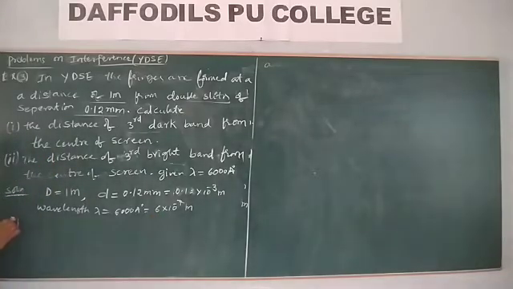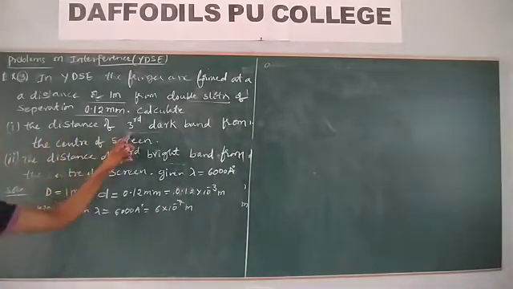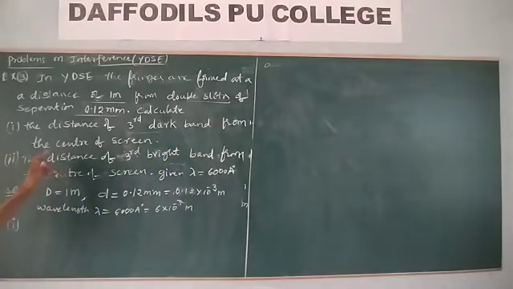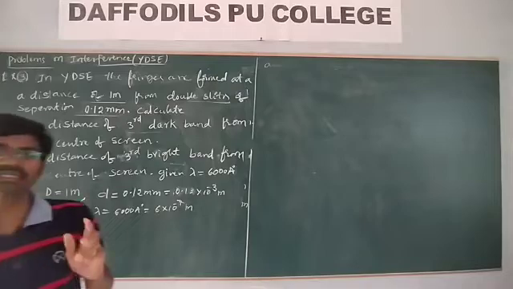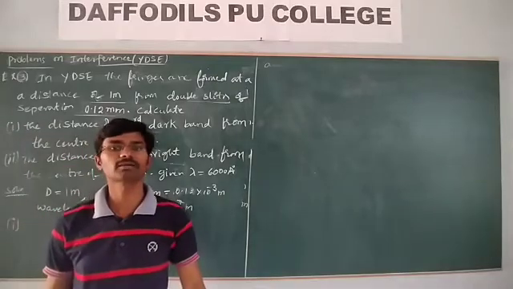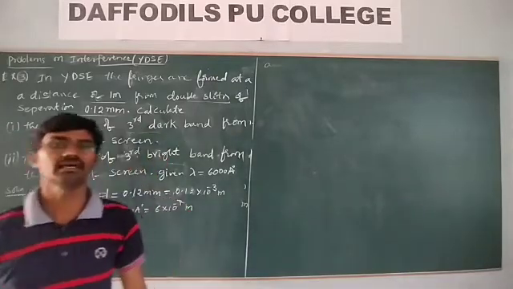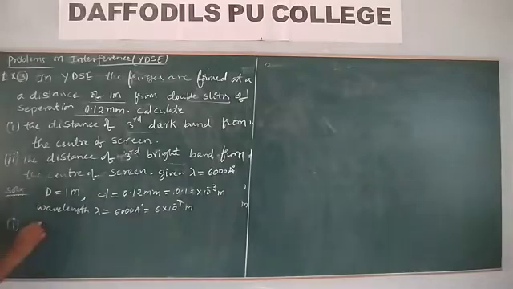So what we need to calculate first is the distance of the third dark band from the center of the screen. Tell me, what is the distance of the nth dark band from the center?